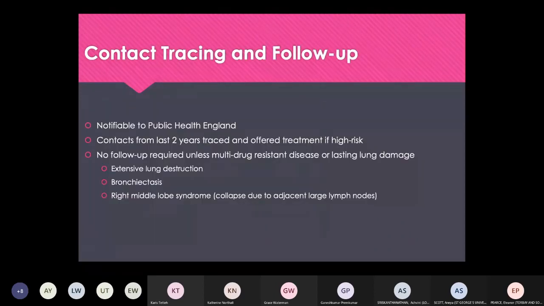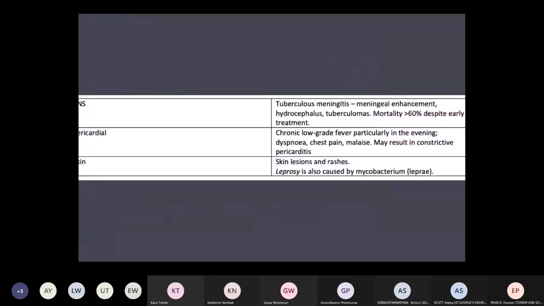Okay, so that's it for TB. Does anyone have any questions on any of that? There was one a bit earlier when you were on the slide about investigations. I think it was someone asking if the investigations were in order. Okay, yeah, sure. Let me just go back.